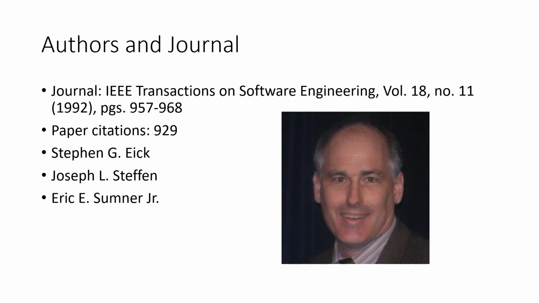Eick has an H-index of 27, is the founder of SSS Research, and has interest in visual analytics and visual business intelligence. His picture is on the right. Steffen is interested in human-computer interaction, AI, computer graphics, and computing and mathematics. And I couldn't find an image of him or the next author, Sumner Jr., whose father actually has an IEEE award named after him, and he was also the president in 1991. Unfortunately, I couldn't find much on Sumner Jr. or a picture of him.